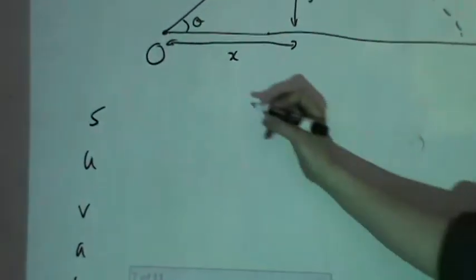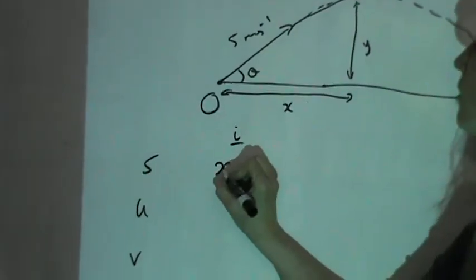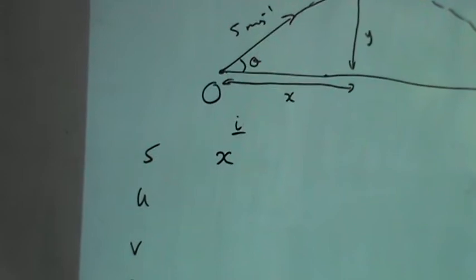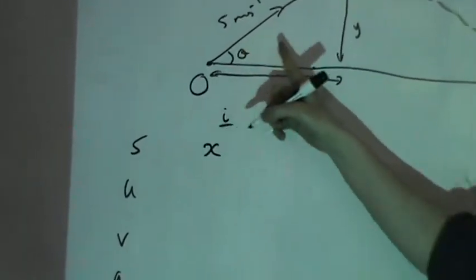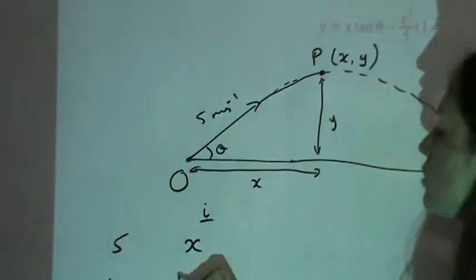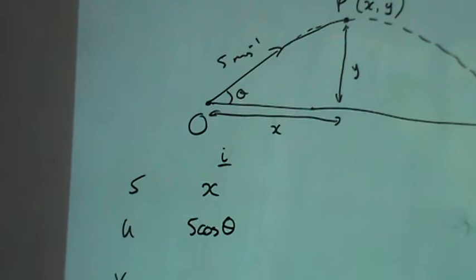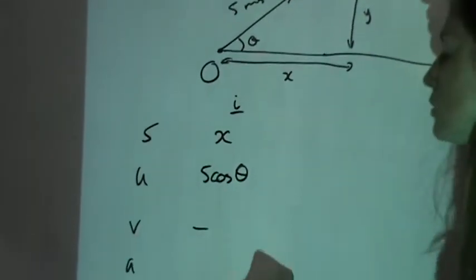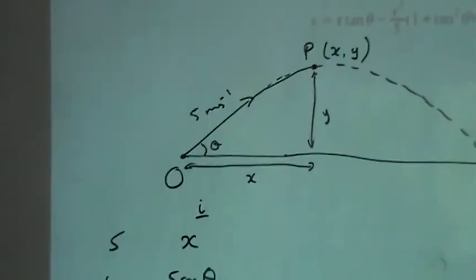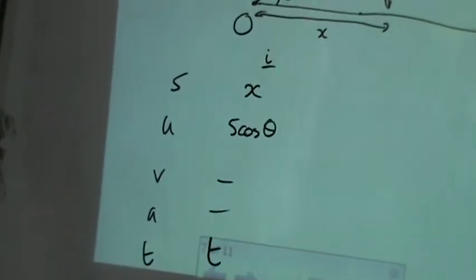So first of all, looking horizontally, we have moved a distance of x meters. We are going at a speed of, now we're adjacent to the angle when we go horizontal there, so we're going 5 cos theta as our initial velocity. So the final velocity will be the same, the acceleration will be 0, at time t, because we don't know what it is. I'm going to now write out my suvats for my vertical position.